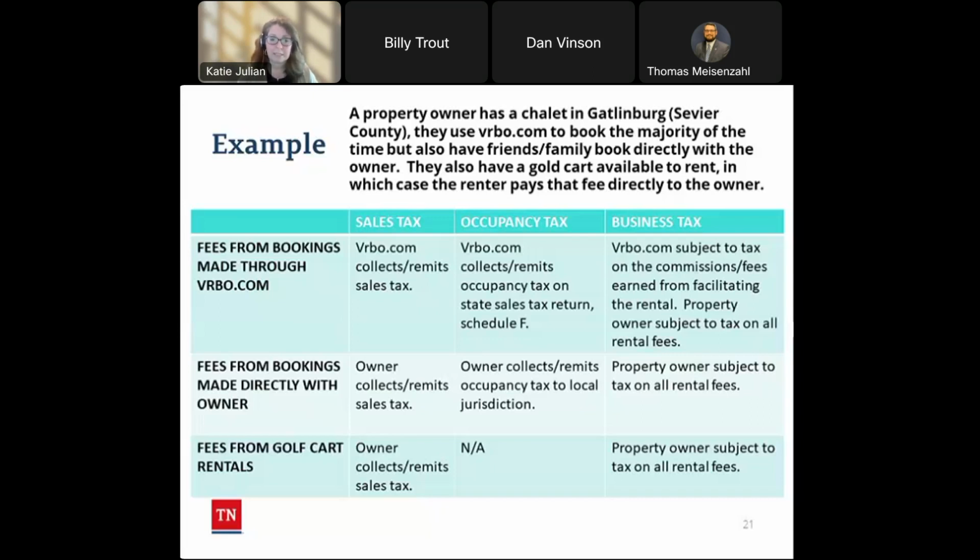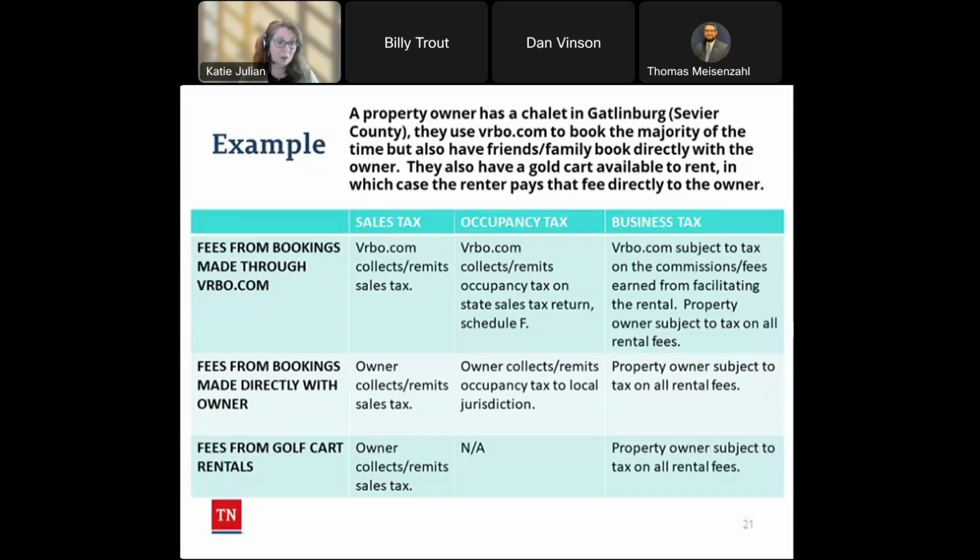For business tax, VRBO.com is subject to tax on the commissions and fees earned from facilitating the rental. Property owner is subject to tax on all the rental fees. Okay, the second row here, the fees from bookings made directly through the owner. For sales tax, the owner is going to collect and remit sales tax on those bookings. For occupancy tax, that owner is going to collect and remit occupancy tax to the local jurisdiction on those bookings. And for business tax, the property owner is subject to tax on all rental fees.